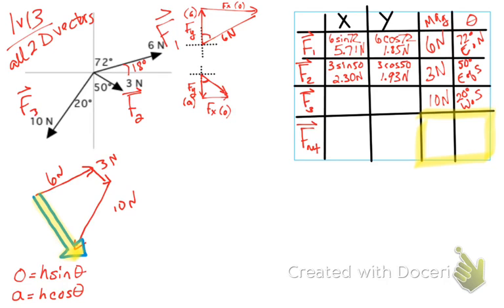Yes. That's going to be negative. I can do that two ways. One, by looking at what I sketched. It's going down. And I can also do it by looking at the directions I gave it. Over here on the right-hand side, I gave it the directions east of south. East is positive. South is negative. Okay? So we've got the first force, the second force, let's do the third force.